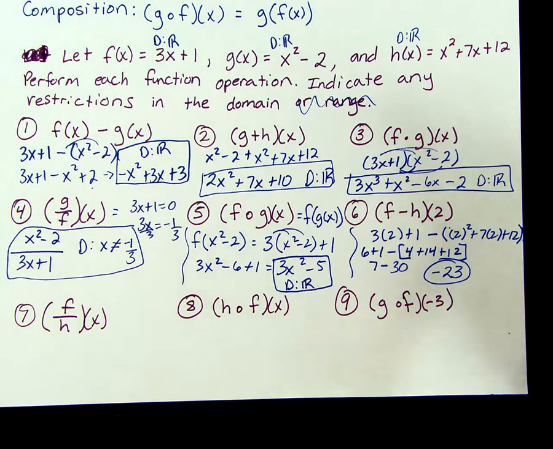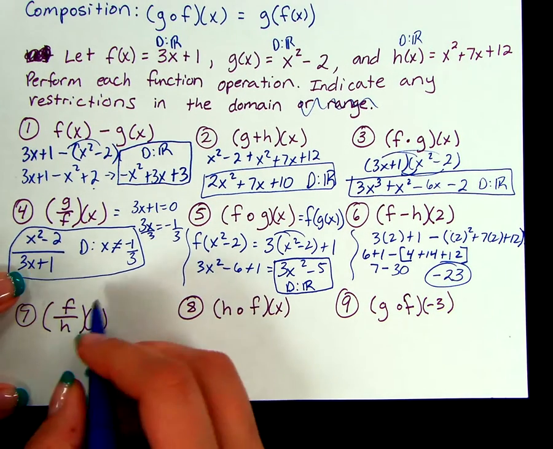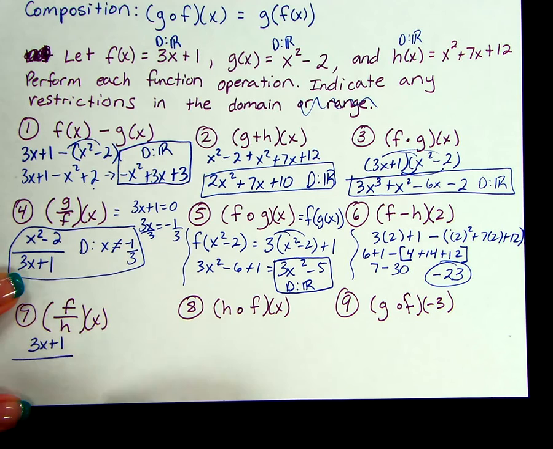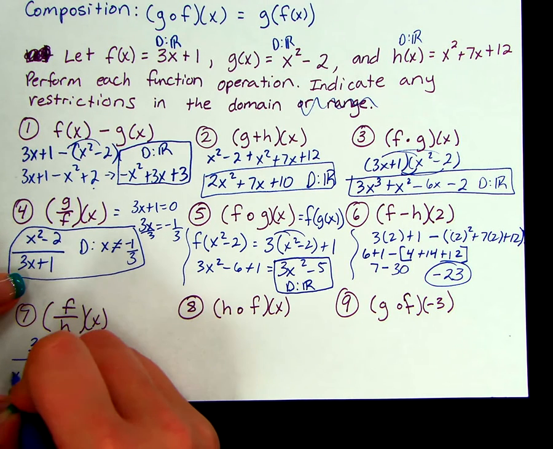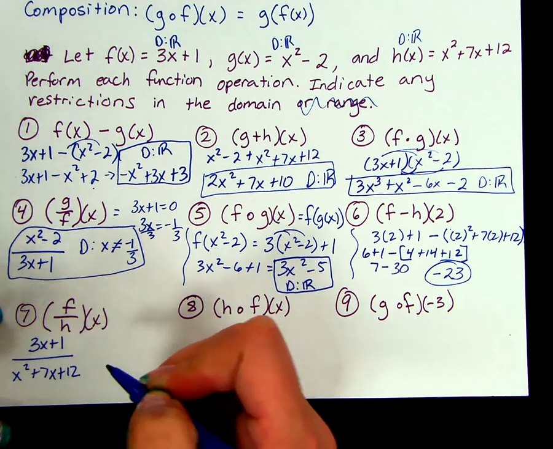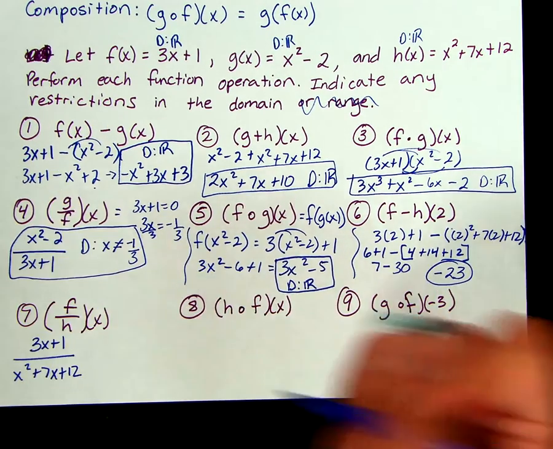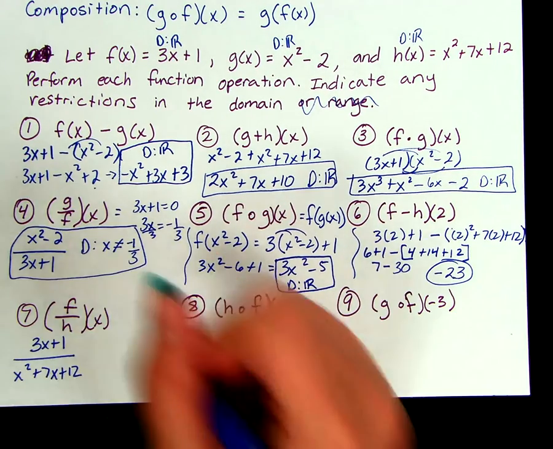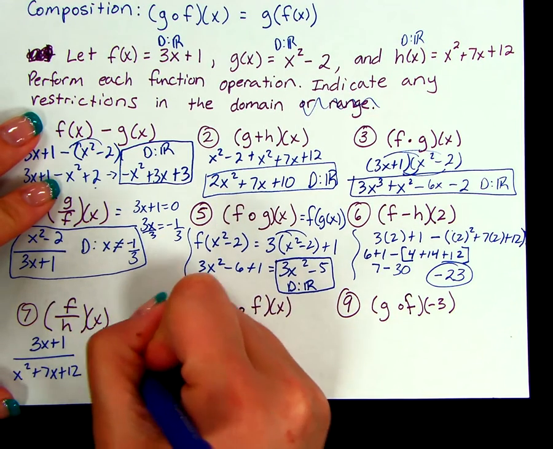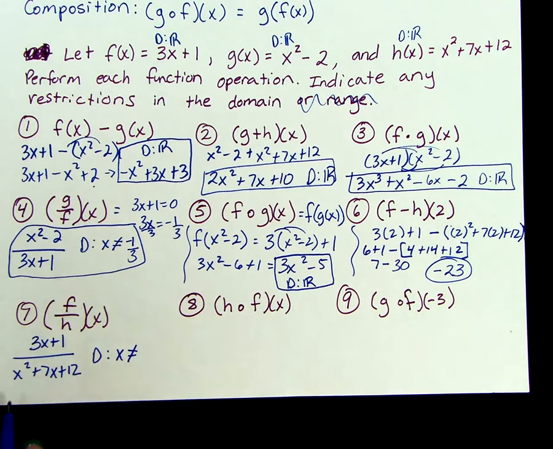All right, so next one, we have f of x over h of x. So again, we would have 3x plus 1 over, and then x squared plus 7x plus 12. So because we're dealing with a quadratic equation for this one, to figure out what our domain can't be, so again, x can't be, we have to figure out what we would substitute in to get 0.